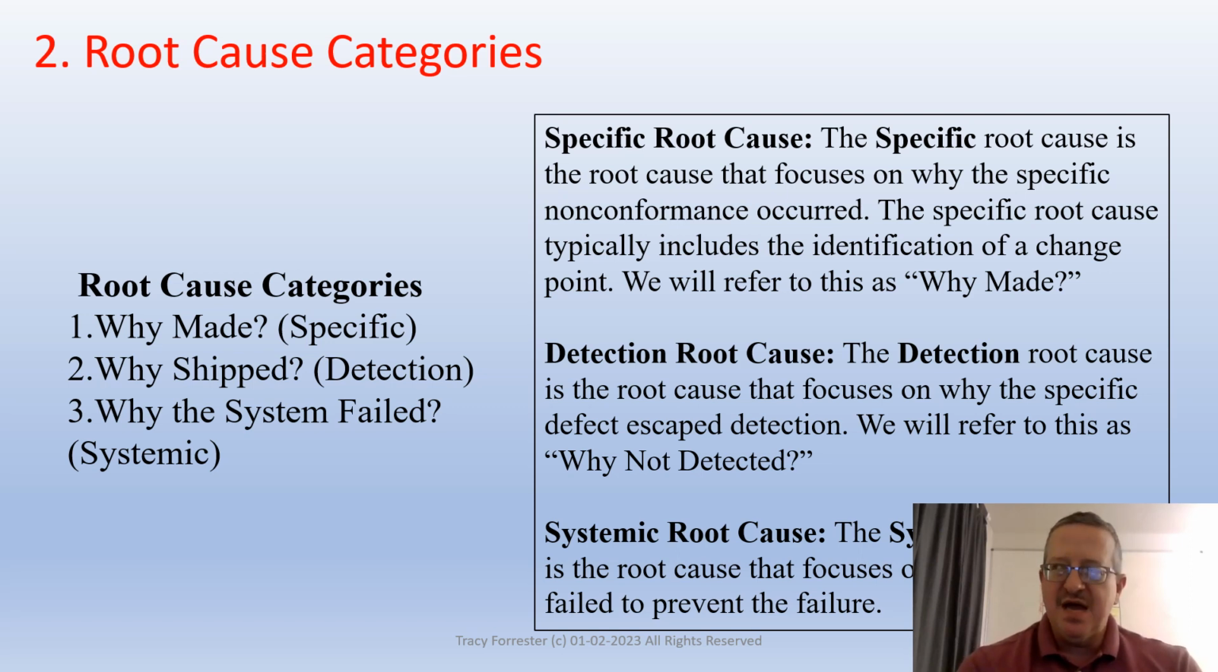And the third category we'll talk about is why the system failed, or systemic corrective action, which is really about the management systems that would govern the processes for one of the previous two categories. So it could either be about why made or about why shift. And those are the three primary categories of root causes.